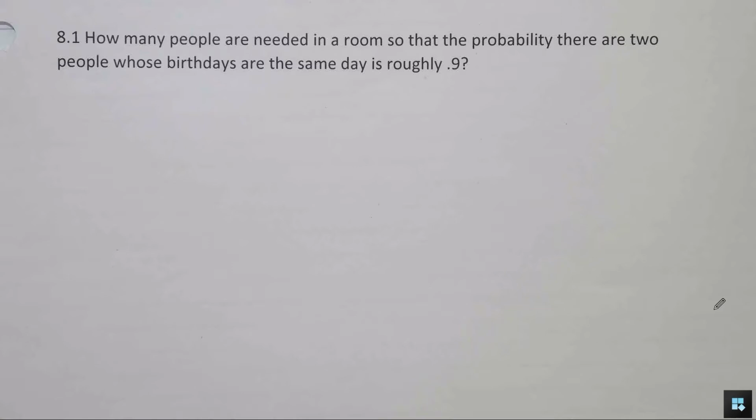How many people are needed in a room so that the probability that there are two people whose birthdays are the same day is roughly 0.9? Did you write down an answer, what you thought last class? Anybody remember? I can't remember if we did or if we just went right on. Okay, so write down what you think it'll be.